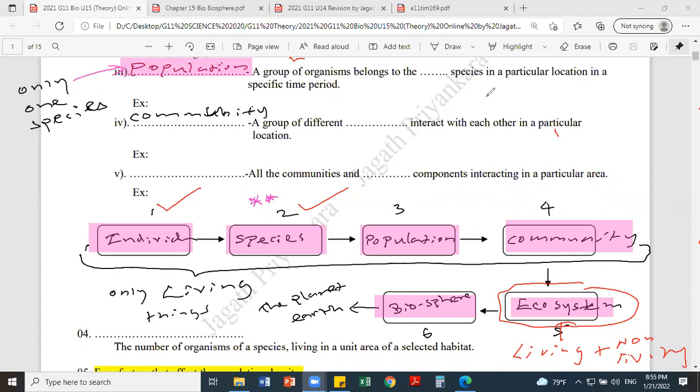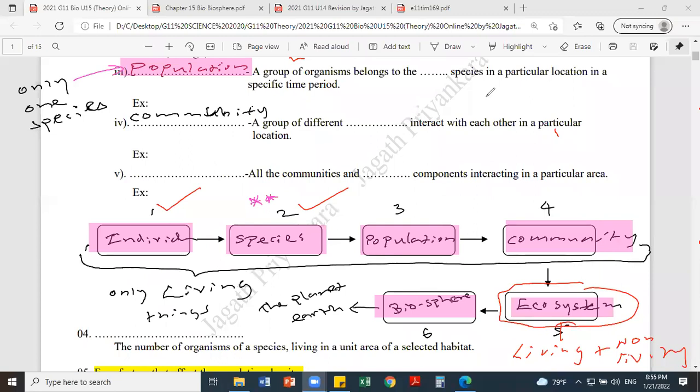But you cannot live without. Therefore, living and non-living cannot be separated. You can understand that now, right? Therefore, this non-living thing is called abiotic. Living things are called biotic.